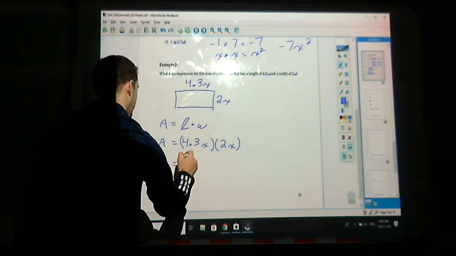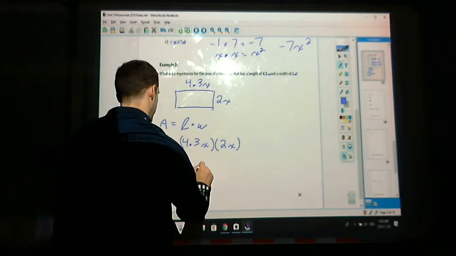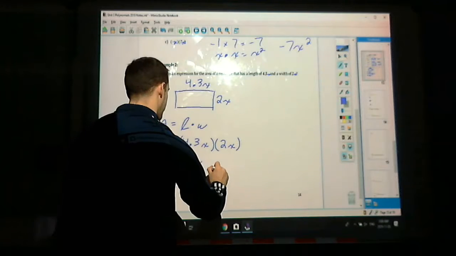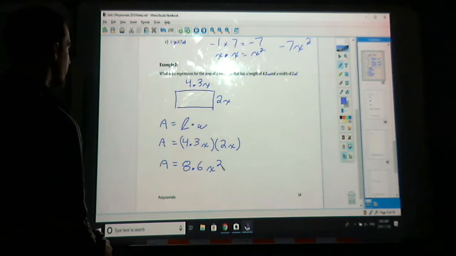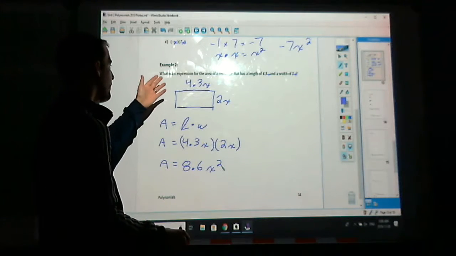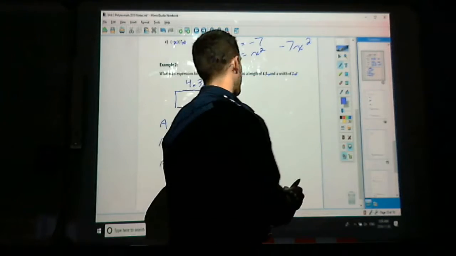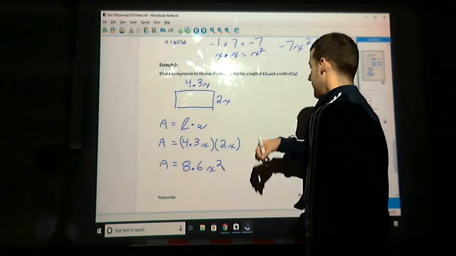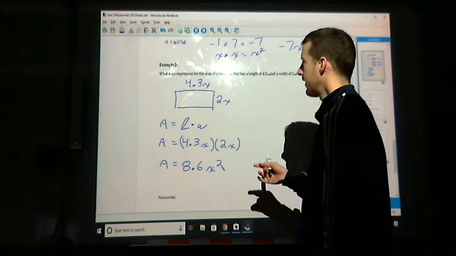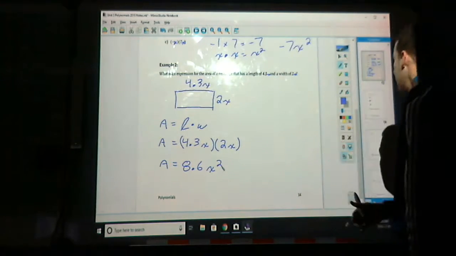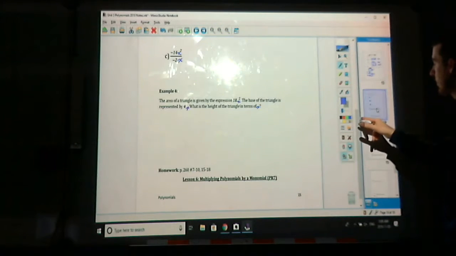So the area is equal to 4.3 times 2, 8.6, and x times x is x squared. So what is an expression for the area of a rectangle with a length of 4.3x and a width of 2x? It would be 8.6x squared. And you would write that in a bit of a sentence form because it is a word problem, and you would answer a word problem with a statement. All right, let's move on to division though.